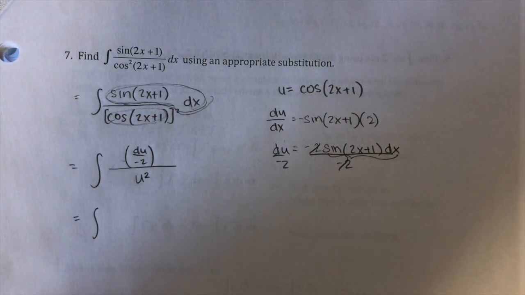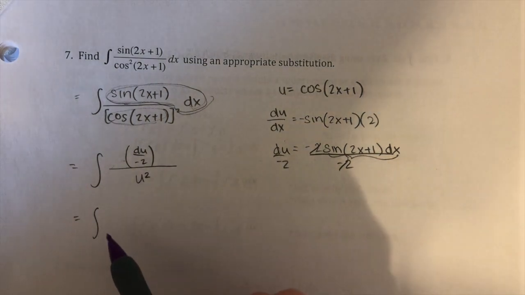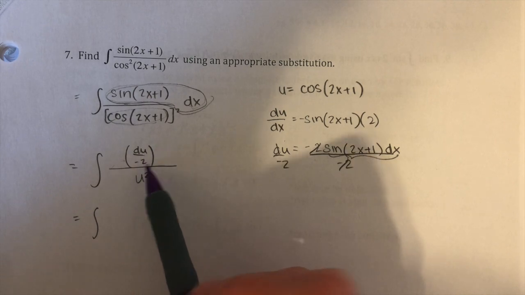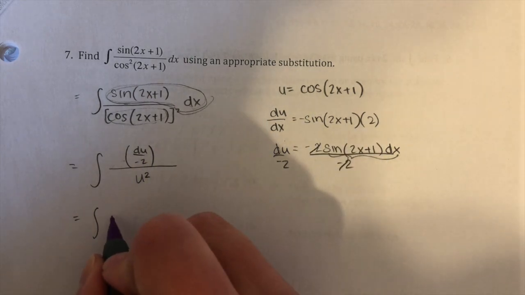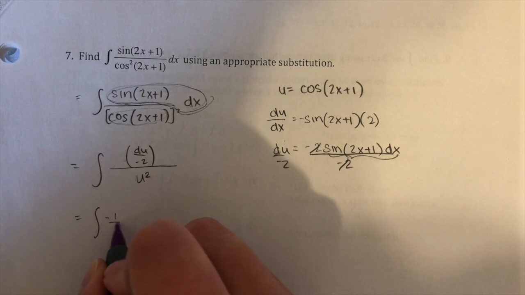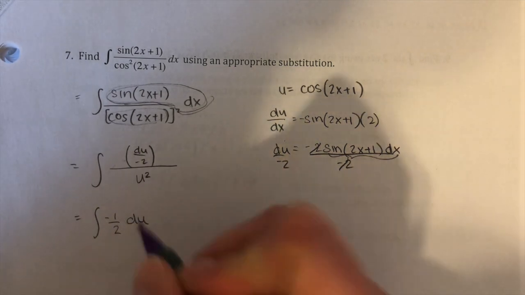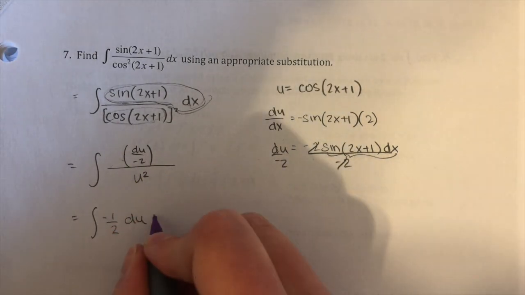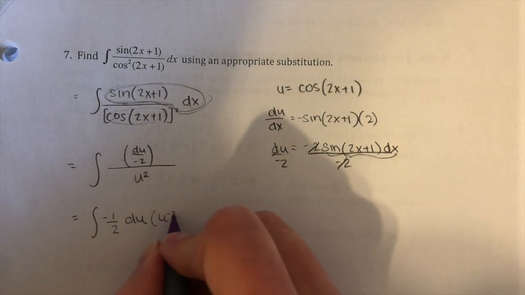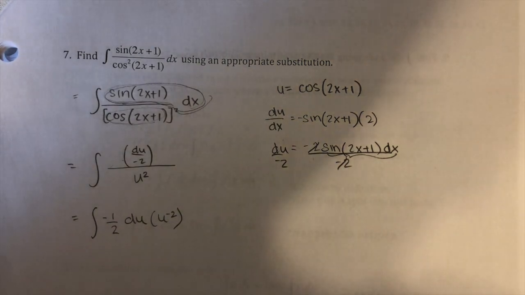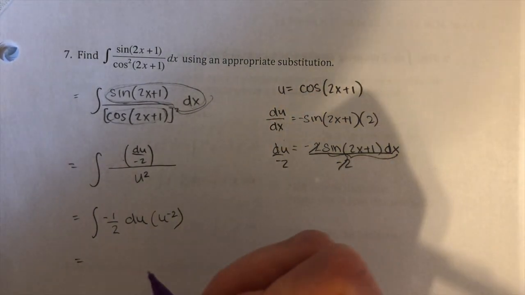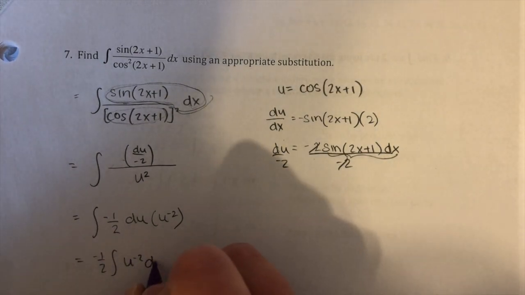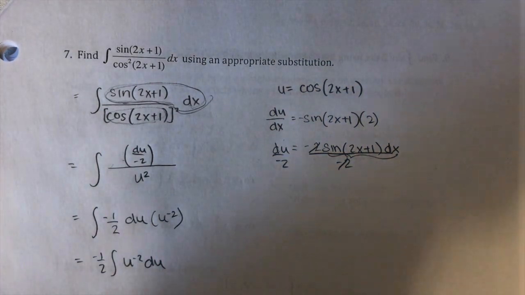So then I'm going to simplify a little bit. Okay, so du divided by negative 2, I'm going to write that as negative 1/2 with the du out in front. And then the u squared on the bottom, I'm going to write that as u to the negative 2 on the top. Okay, so the order of that wasn't the best, but the negative 1/2 is going to come out in front, and then we're doing the integral of u to the negative 2 du.